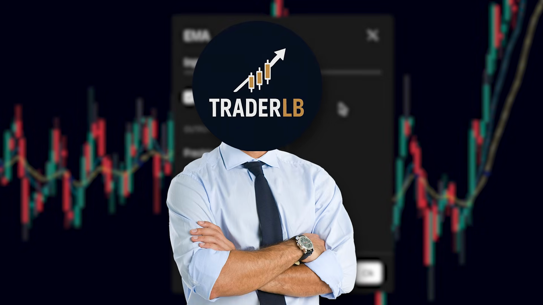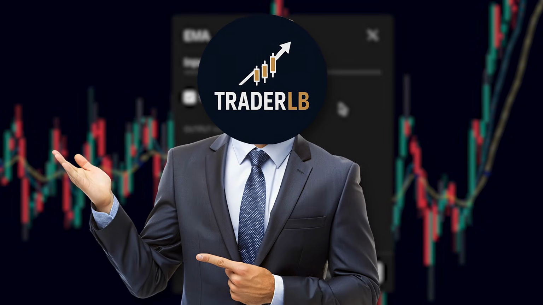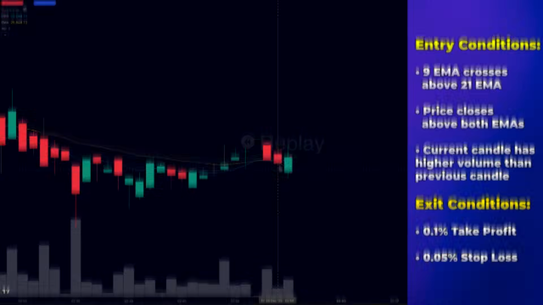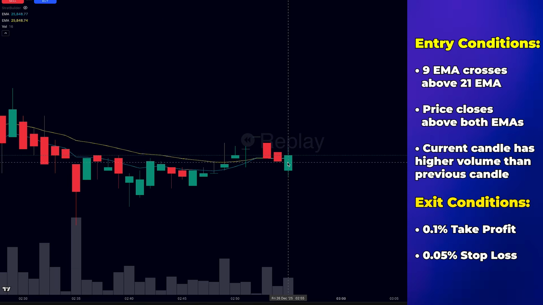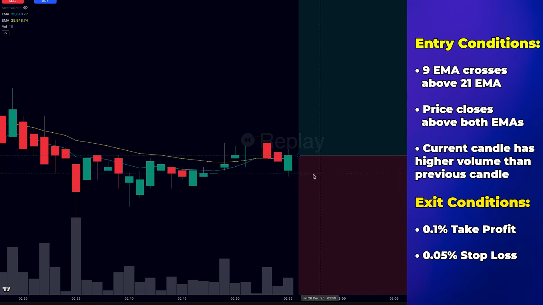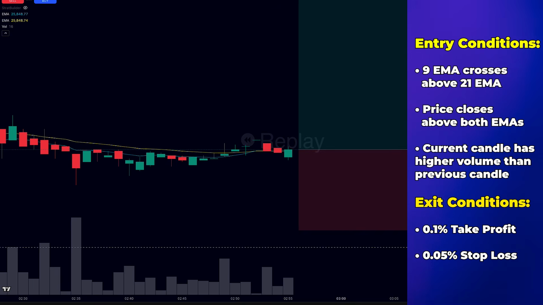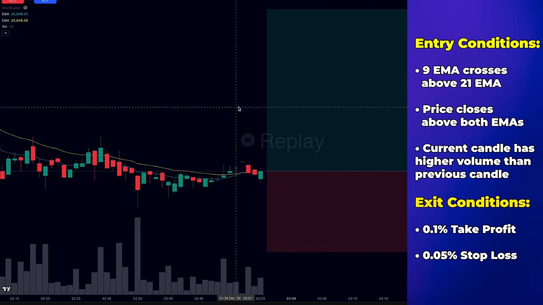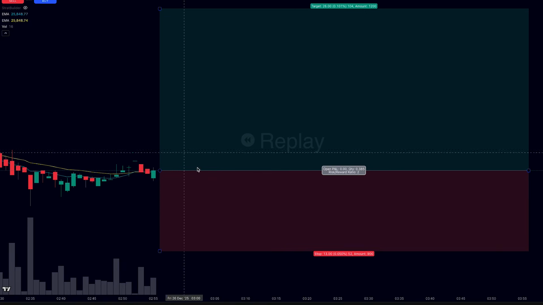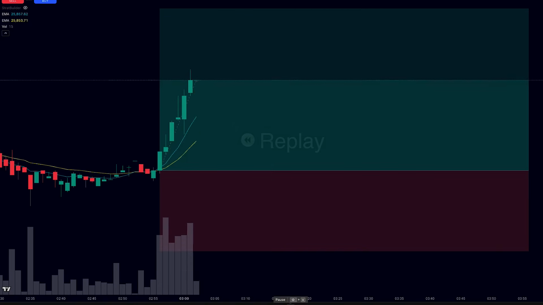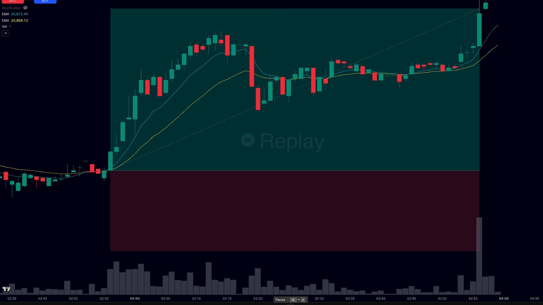Now before I run the simulation, let's find some live examples of it on the chart and see what it looks like in action. So we have an example right here. The 9 EMA has just crossed above the 21 EMA. Price has closed above both EMAs and volume is higher than it was in the previous candle. So that is an entry. We set our stop loss to 0.05% and our take profit to 0.1%, and then we let it play out and see what happens. And boom, that's a win.